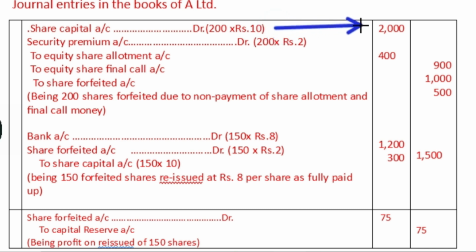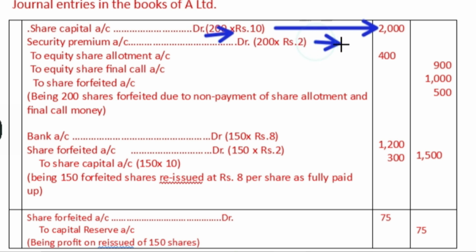In the first journal entry, share capital account is debited for the 200 shares forfeited. The face value of each share is rupees 10, which is fully called up. It is not partly called up, it is fully called up, and that is why the full value is used. 200 into 10 gives 2000 rupees, the total value of shares forfeited.